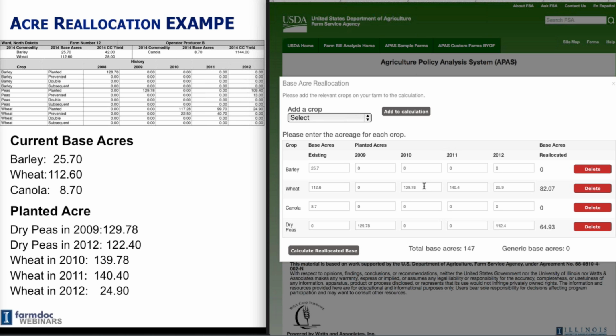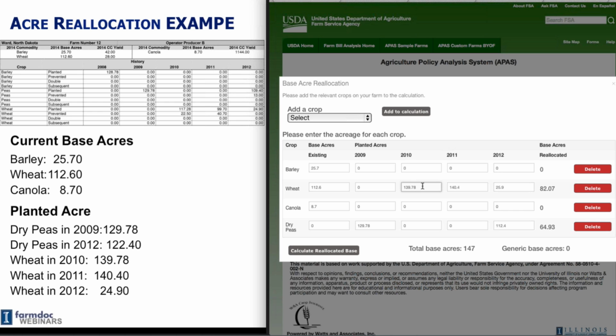That's your total wheat acreage. You would add to that your total dry pea acres for total plantings. Total wheat divided by total wheat plus total dry peas, in this case, would give you the percentage. That percentage is then multiplied by your total base, and that gives you the new reallocated base acreage for that crop. So again, if you add up 82.07 and 64.93, you're also going to get 147.